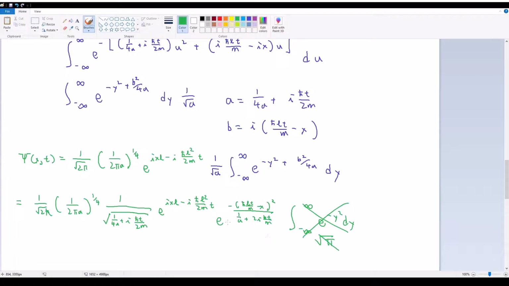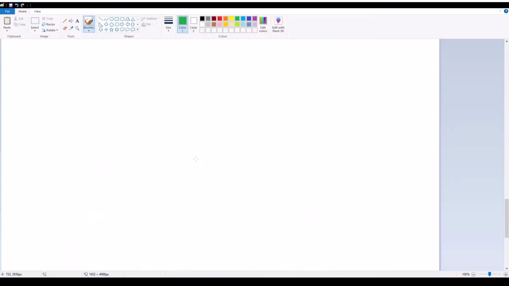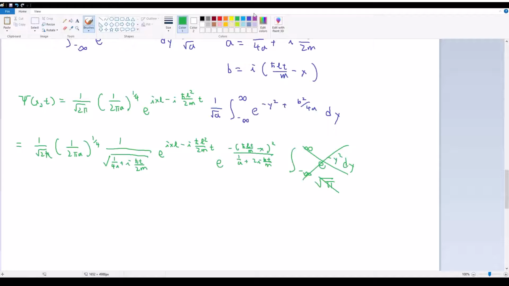And then also, if you look back up, we're trying to redefine this in terms of gamma. So let's see what we can do. We know that we have this variable gamma, which is going to equal the square root of 1 plus 2i a h bar t over m. So let's see if we can move some stuff in terms of gamma. Immediately, I see here that I can remodel this.